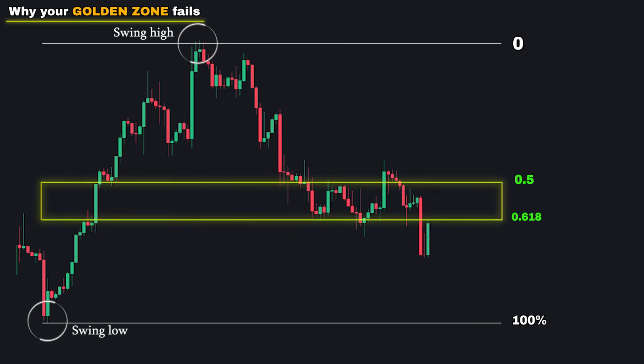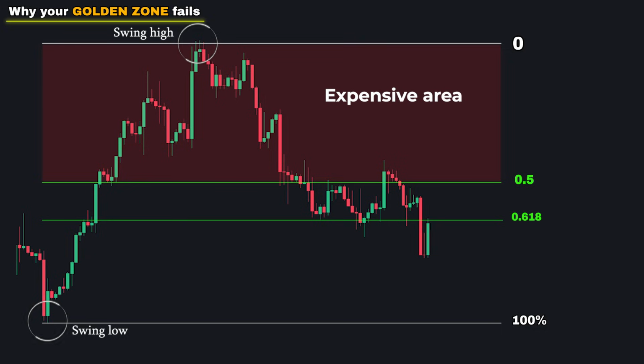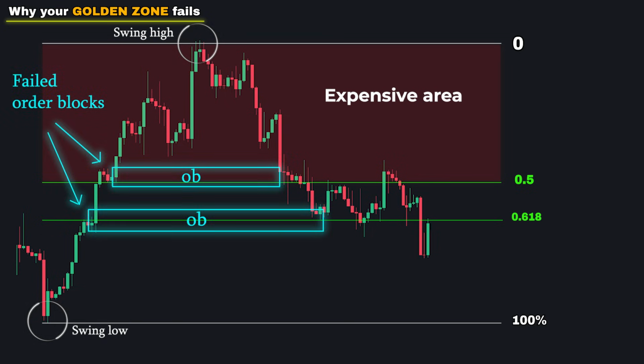Here's the reason. In this case, the golden zone was positioned too high for buyers. Price was still considered expensive, and smart money or big players were not ready to enter their long positions. Instead, they pushed the market lower to collect more liquidity. Many traders rushed to buy from nearby order blocks and fair value gaps, yet most of them were stopped out.